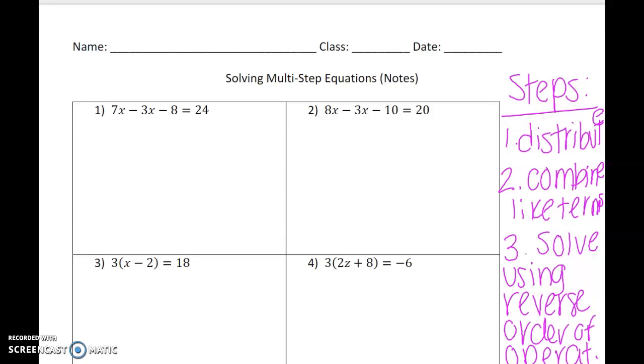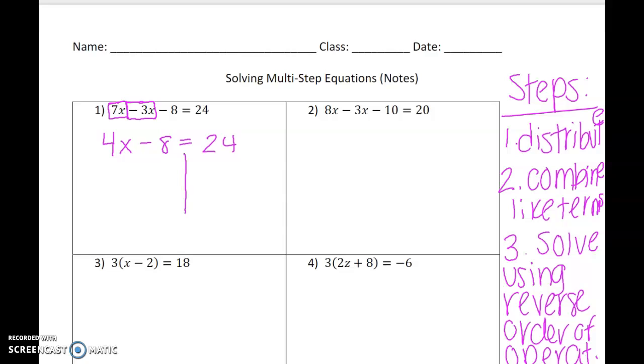Alright, so if I'm looking at number 1, my first step is distribute. Well, I don't see any set of parentheses, so I don't have anything to distribute. So step 1, complete. Easy peasy. My next step is to combine like terms. So I'm going to find my like terms. I have this 7x here, and then this negative 3x would be its like term, because they have the same variable, x, and the same exponent, which is 1. So I'm going to add the coefficients, so the numbers out in front. So 7 plus negative 3, or 7 minus 3, that's 4x minus 8 equals 24.